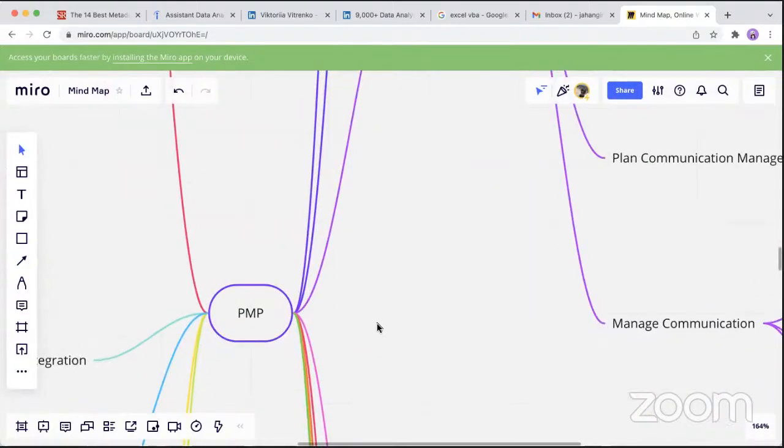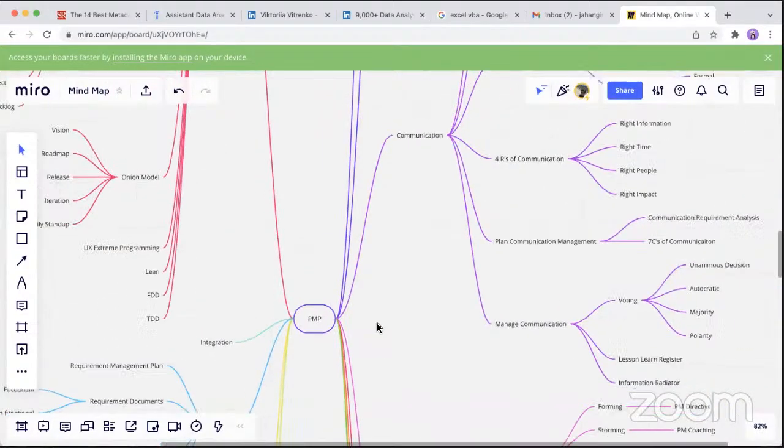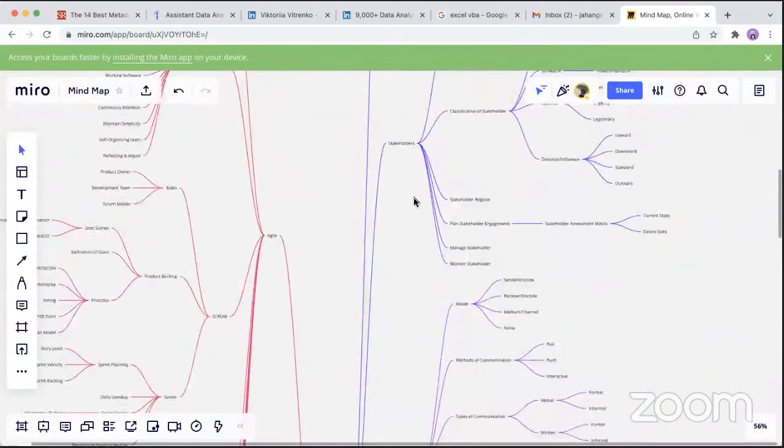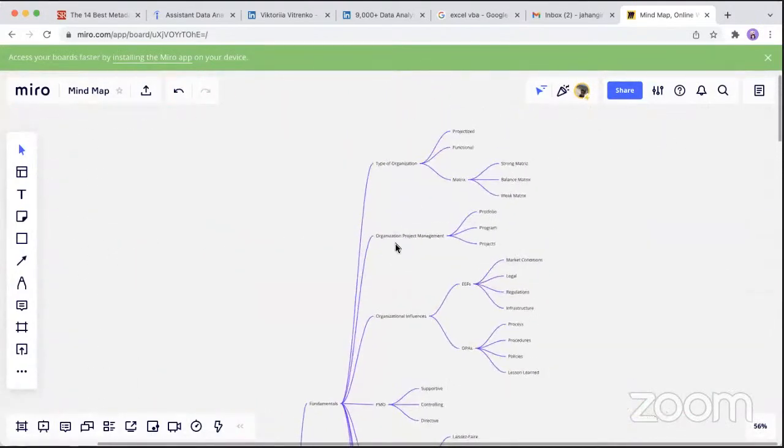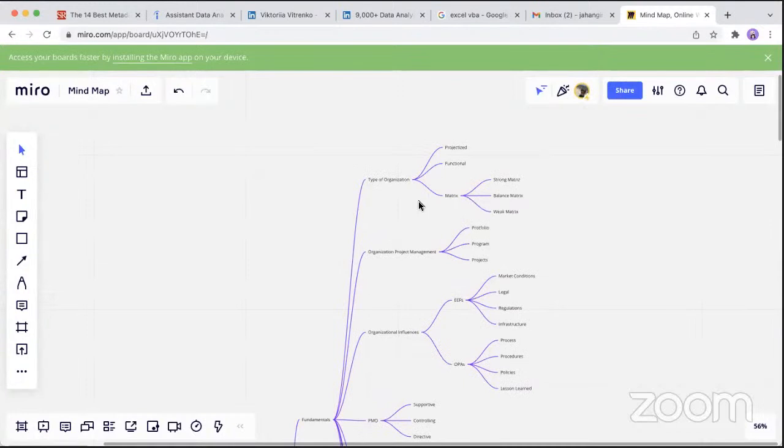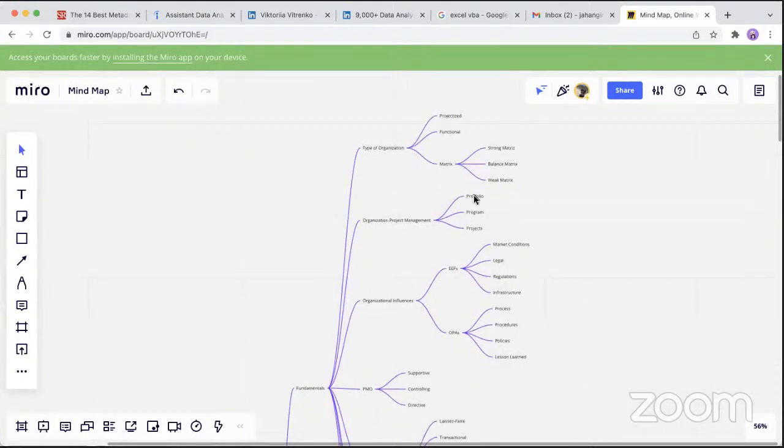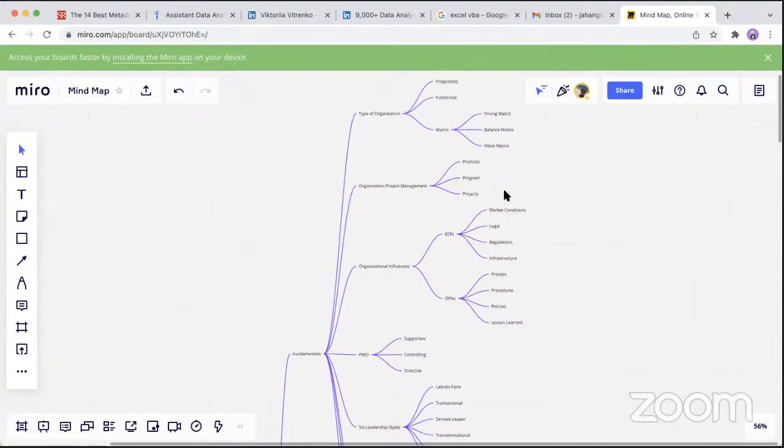The first one is the main thing, the project management preparation. The first topic is the fundamental. In fundamental, we study the different types of organization. We have projectized organization, functional, and then a hybrid of it, which is a matrix. In matrix, we have three types: the strong matrix, in which the project manager has more power, and the weak matrix, where the functional manager has more power. Then there is the balanced matrix, where they both share the power.